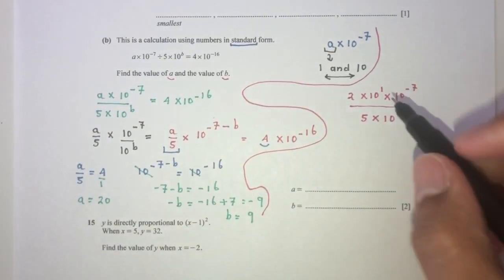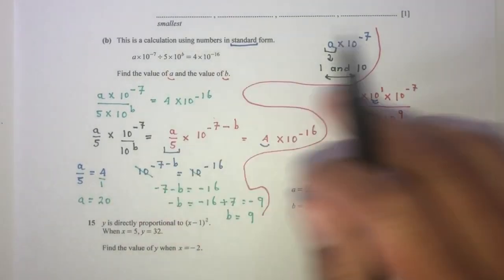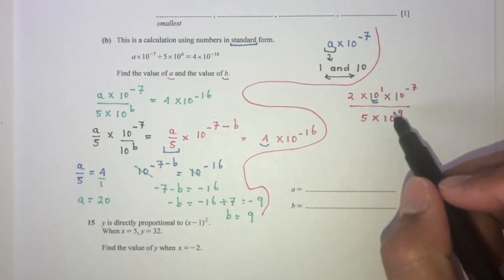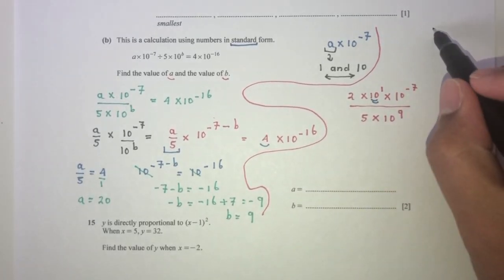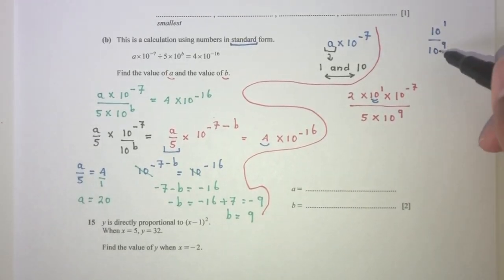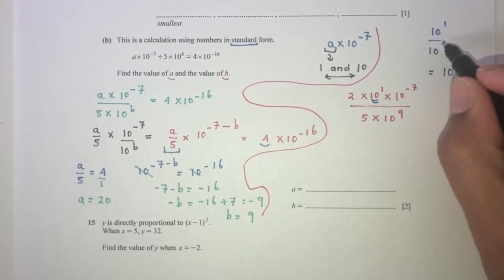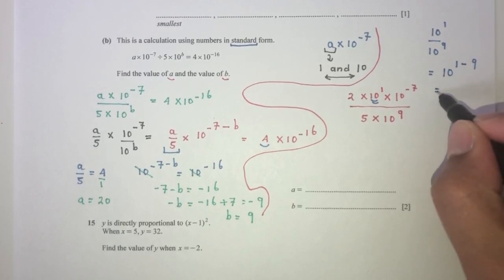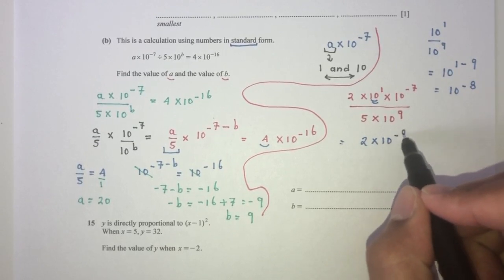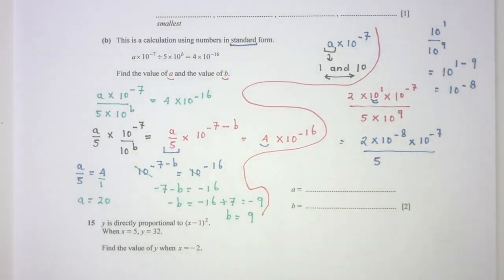Now we understand that we are trying to get rid of this one. We are trying to send this down because this is the same as here, so we leave this as such, but we are only trying to get rid of this one. So we have to send this down here. For example, we know that if you have 10 power 1 over 10 power 9, usually if you were to send this up, you have 10 power 1, divide is minus 9. That will give you 10 power minus 8. So right now you will have 2 times 10 power minus 8 times 10 power minus 7 over the value of 5. If that makes sense at all.